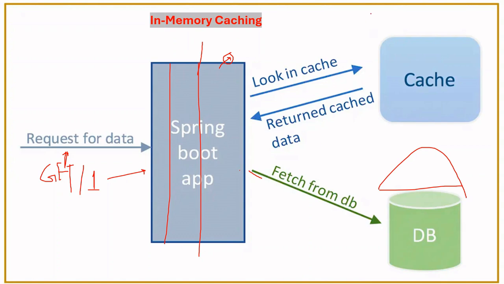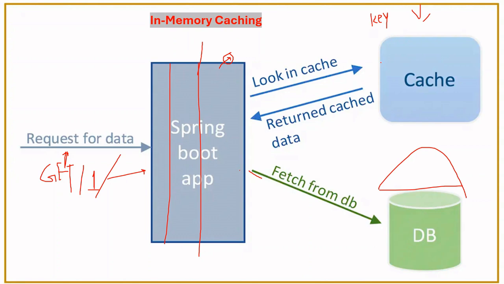In cache memory, your data will be stored as key and value. We will see at the time of implementation how we can store key and value in cache memory. It will be stored. So again, if any employee is fetched with the same employee ID, then instead of going to the DB, it will fetch from cache.